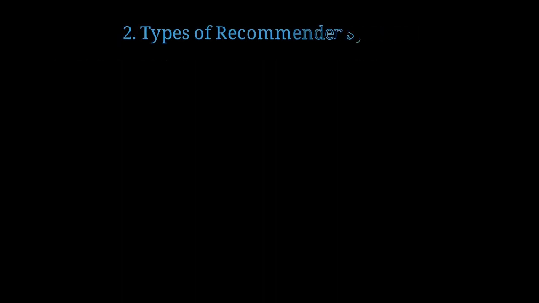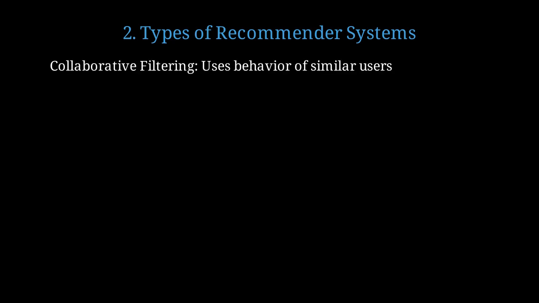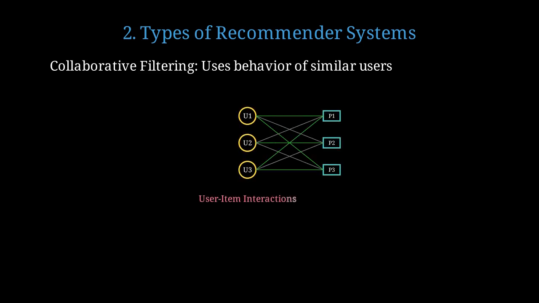There are three main types of recommendation approaches, each with different strengths. Collaborative filtering finds users similar to you and recommends items they liked. If users A and B bought similar items and A bought X, recommend X to B. This matrix shows user-item interactions where green connections represent purchases or high ratings, helping identify patterns between similar users.